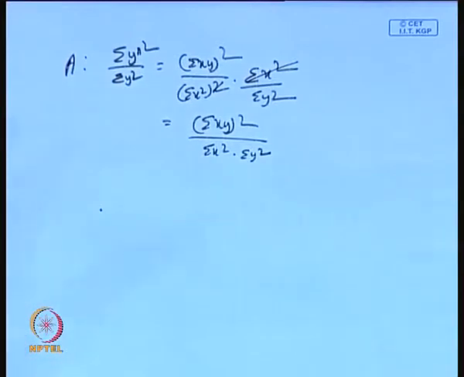So, part A, if we expand this part A, that is the variance explained ratio between explained sum square to total sum squares. So, the exact term is summation y square equal to summation y hat square plus summation e square, that means the total sum square equal to explained sum square plus residual sum square.